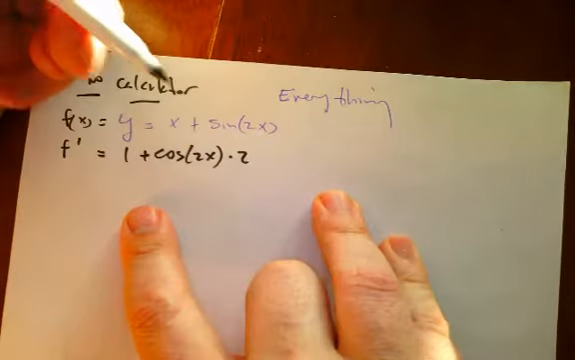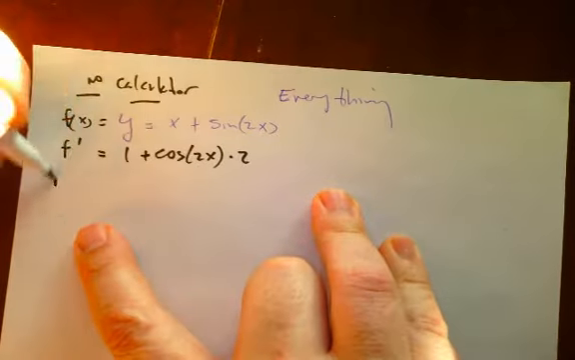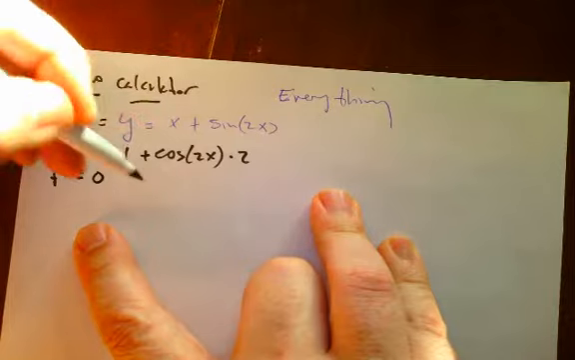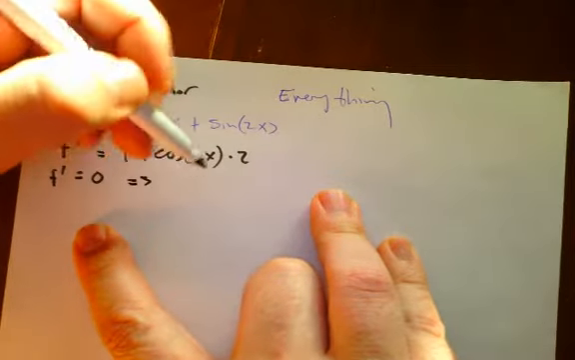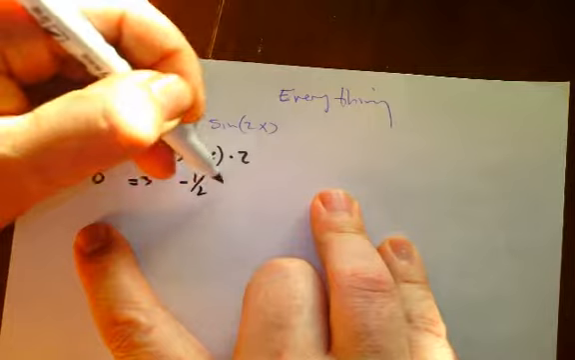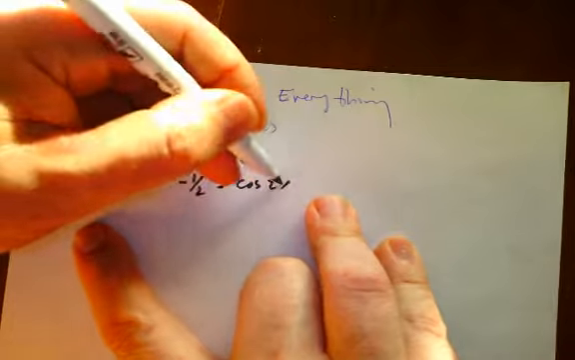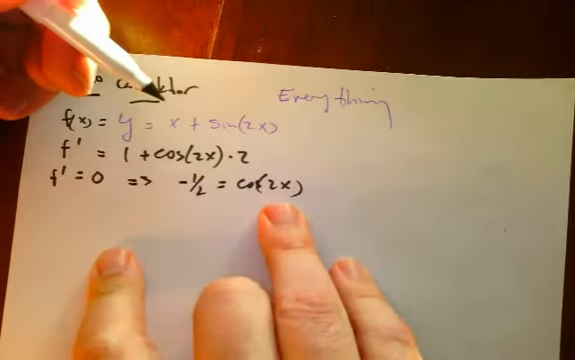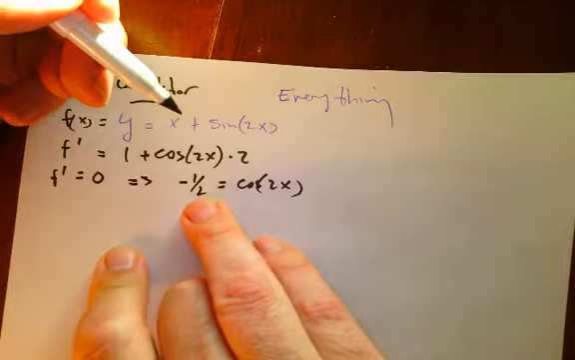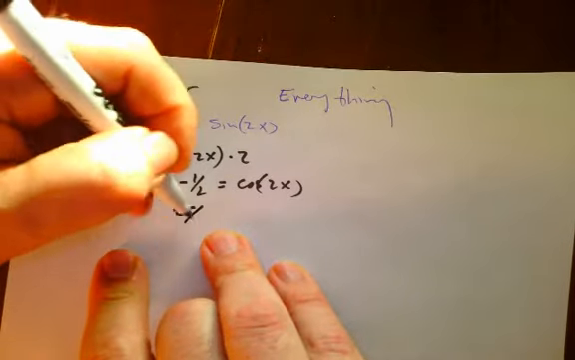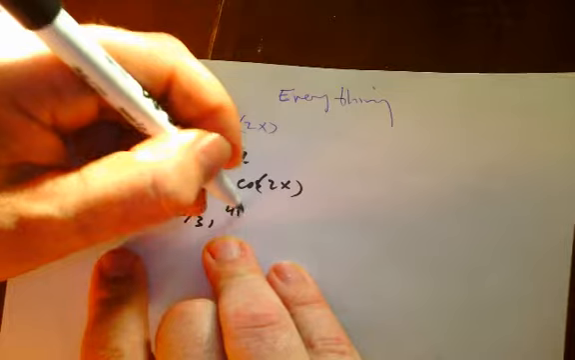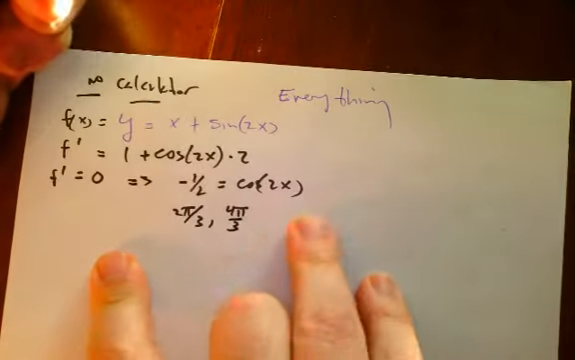We're going to need to know about f prime. So we'll make an f prime. We'll take the derivative here. We'll get 1. The derivative of sine x is cosine 2x. Don't forget chain rule here, times 2. And when is f prime equal to 0? Well, that happens when negative 1/2 equals cosine 2x.